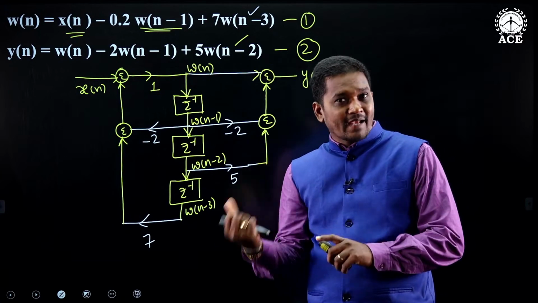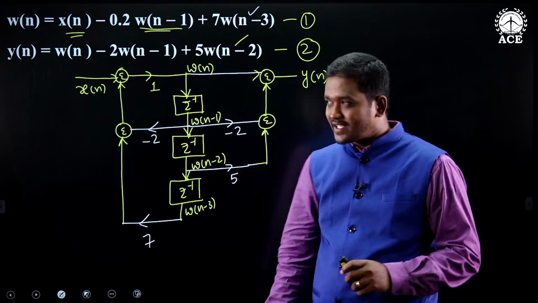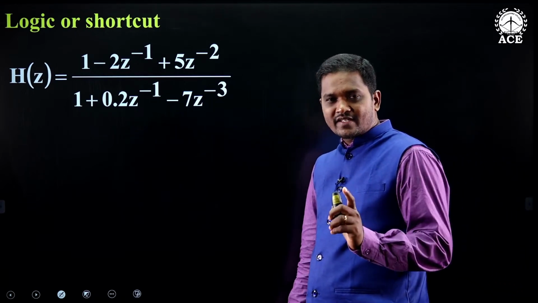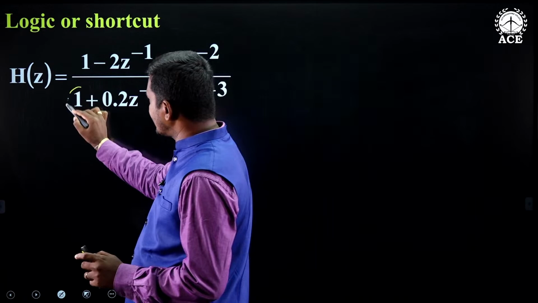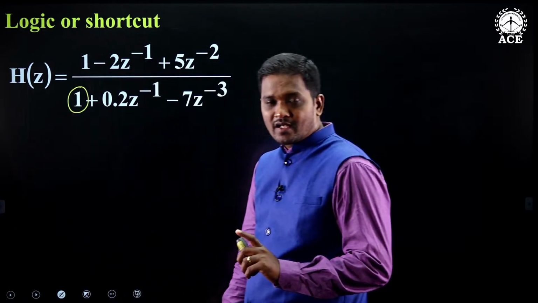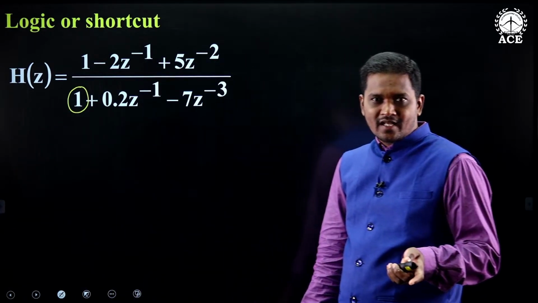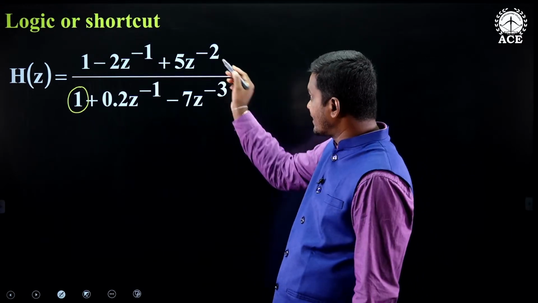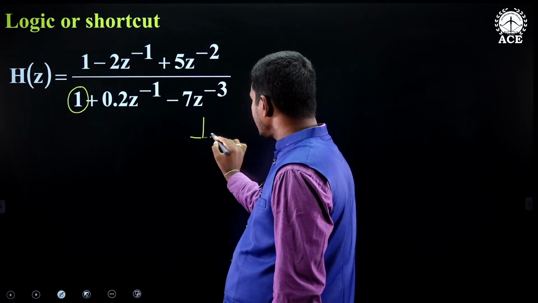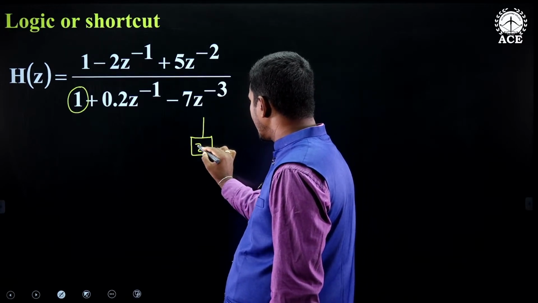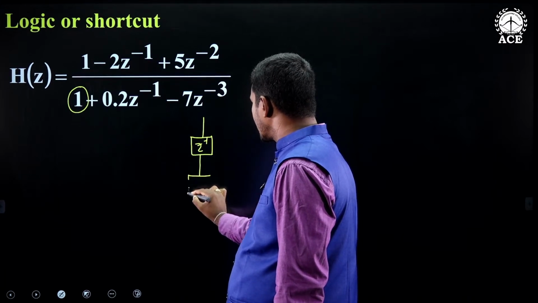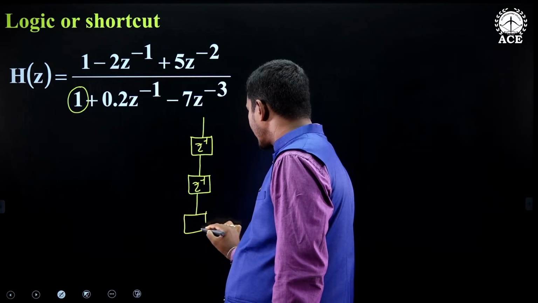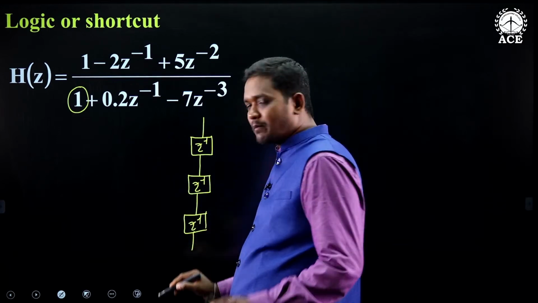Now, the same thing we'll implement by using logic, or shortcut. Very simple. What is the first prerequisite for applying the logic? In the denominator, the first constant should be 1. Yes, 1 is there. Now decide the number of delay elements. How many are required? 3. So draw 3 delay elements in the middle: Z inverse, Z inverse, Z inverse.